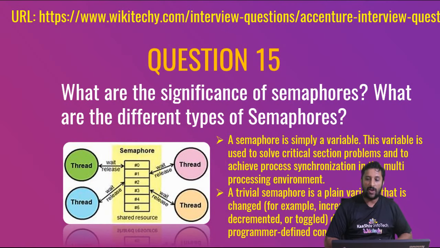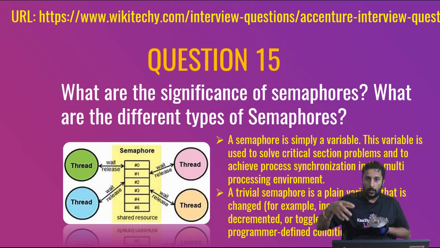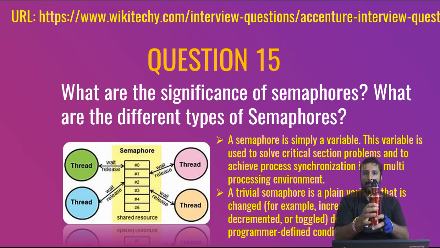Now question 15: what is the significance of semaphore? What is semaphore? If there is a process or a variable, I got a variable here, and someone is accessing it from here and another is accessing it here. Considering I got my bottle, my left hand is accessing and my right hand is accessing, everyone is accessing here. In that case a big issue happens: who is going to use this variable, my left hand or my right hand?